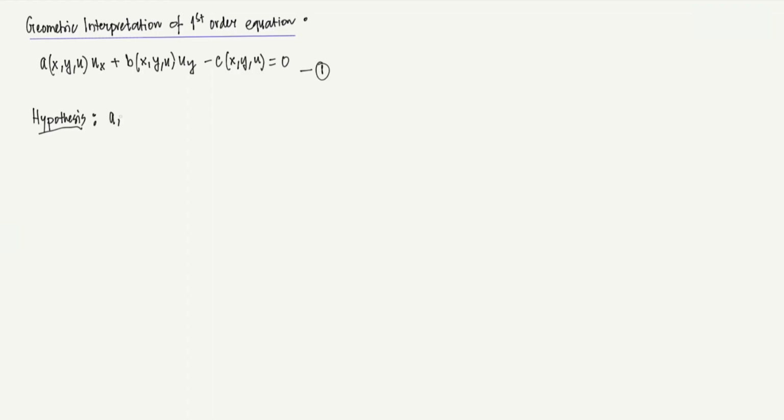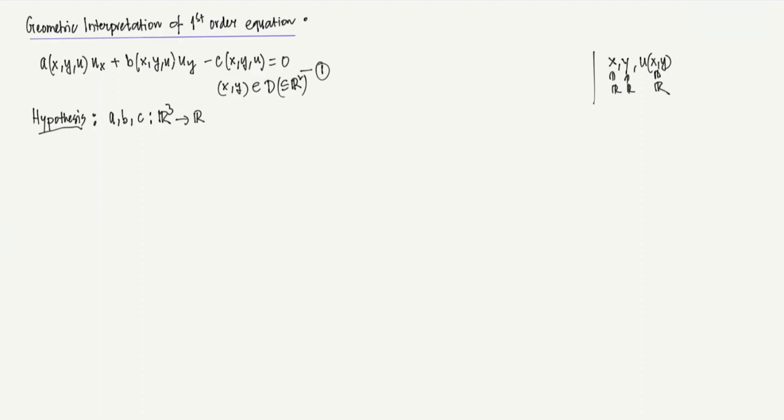See, A, B, C, where are they from? Here we will always be assuming (x, y) is from some domain D, which is a subset of R2. So we are just writing this equation in R2. So (x, y) is in R2 and u(x, y) is again in R. So basically this is from R3 to R. A is a function of (x, y, u), x is in R, y is in R, and u is a function of x and y. This is the u which we need to find out. Again, this is also in R.